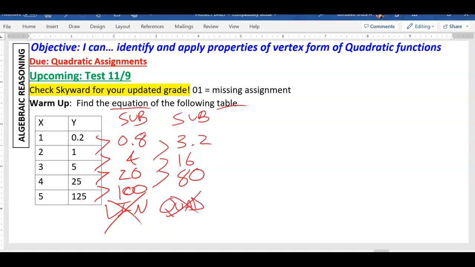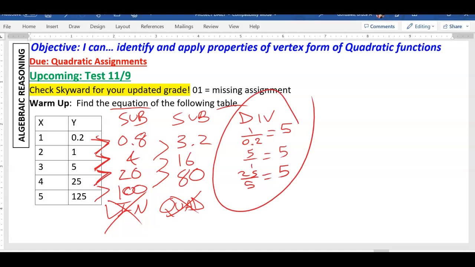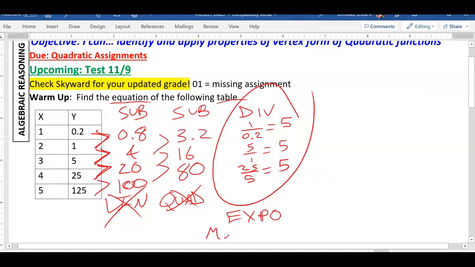Okay, so I gave you a curveball. It's not quadratic. So what do you do if the subtractions don't work? Let's divide. Let's divide bottom over top. 1 over 0.2. If you type that in the calculator, you're going to end up getting 5. 5 divided by 1, 5. 25 over 5, you get the idea. So when you divide, you get the same common ratio, the same number when you divide. So that makes it what? When you divide, what is that called when they're all the same? Okay, exponential.